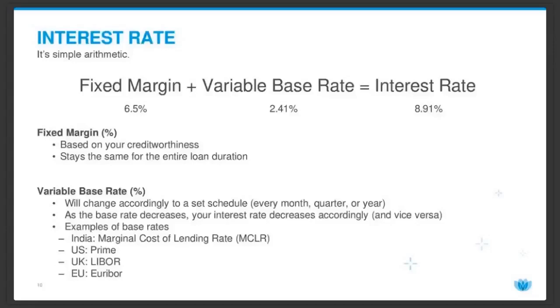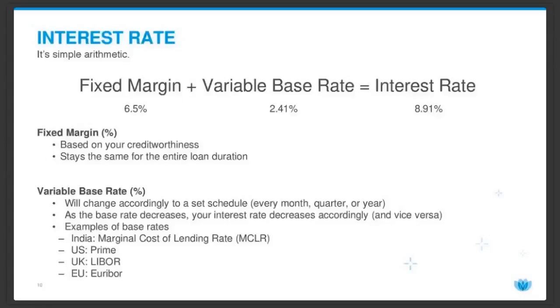So which range you fall into will depend upon how much creditworthiness you have. Now coming to the variable base rate, this is the part that varies. It can change according to a set schedule, which could be every month, every quarter or every year. Whenever you're taking a loan, it is very important to ask the lender what schedule or pattern they are following, whether it's monthly, quarterly or yearly, and based on that, you can do your calculations.